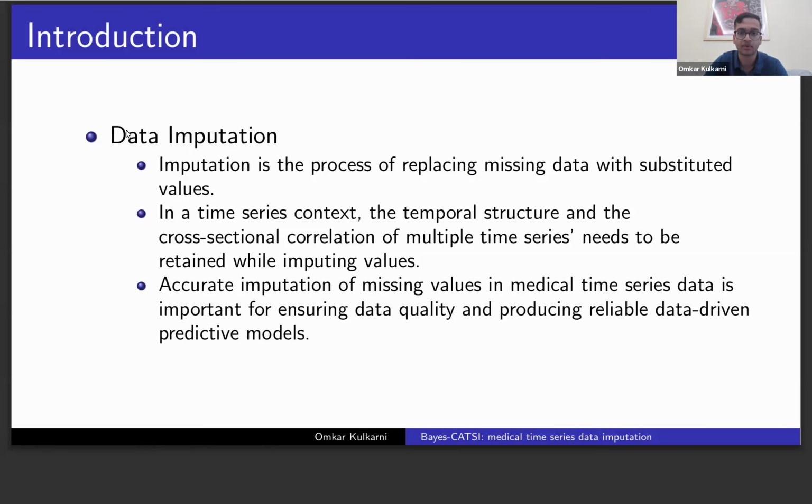Coming to data imputation, imputation is basically the process of replacing missing data with substituted values. In a time series context, the temporal structure and the cross-sectional correlation of multiple time series need to be retained while imputing values. Accurate imputation of missing values in medical time series data is important for ensuring data quality and producing reliable data-driven predictive models.